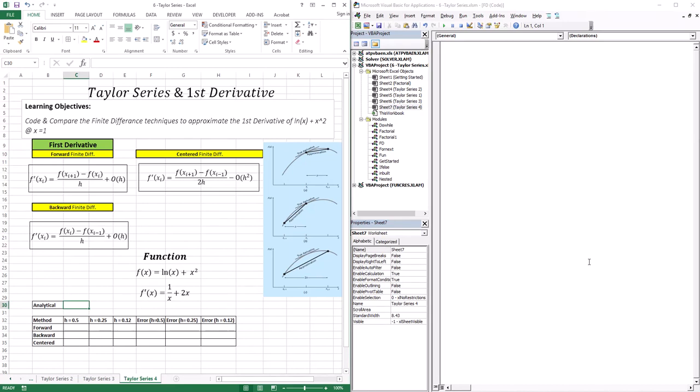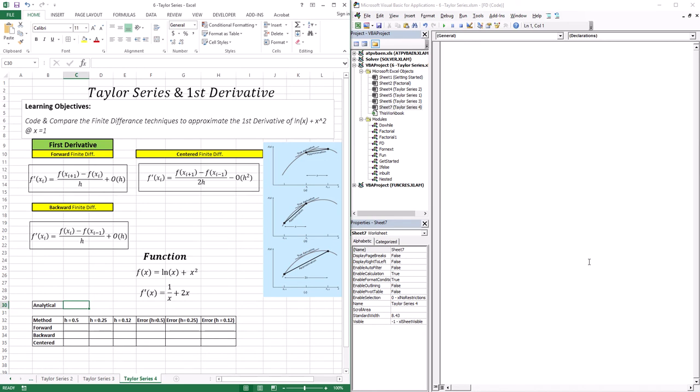In this lesson, we're going to continue our discussion of what we started in the last lesson. In the last lesson, we used Taylor's series to approximate a first derivative, and we came up with three techniques: the forward, backward, and centered finite difference. And we described what the forward finite difference is.